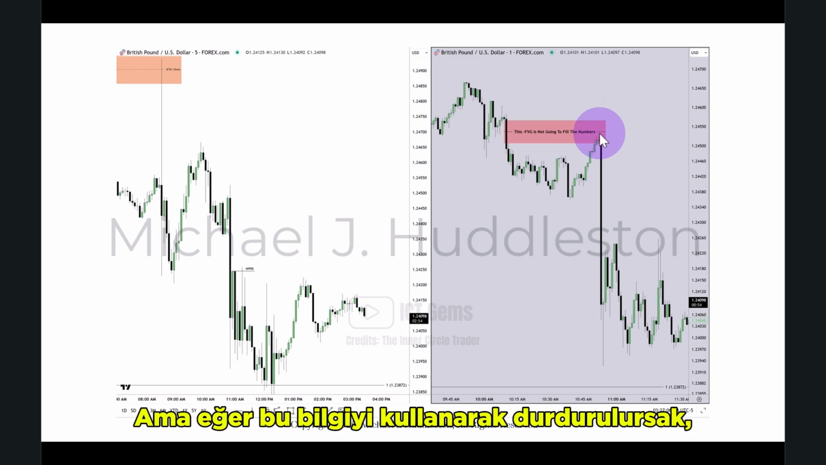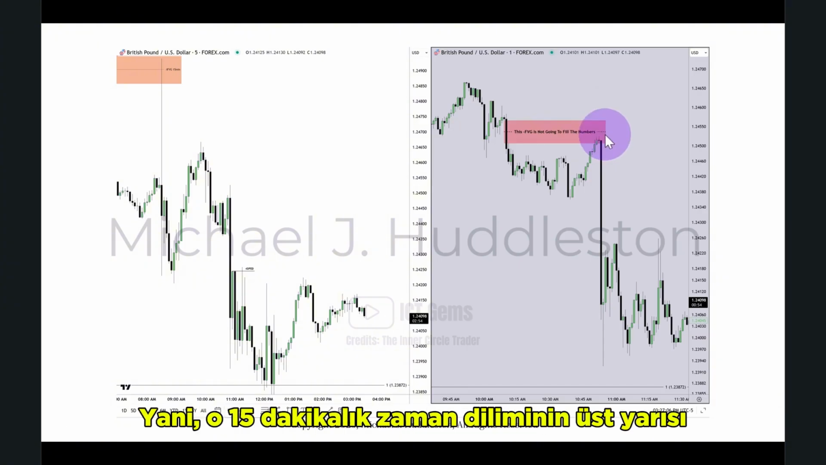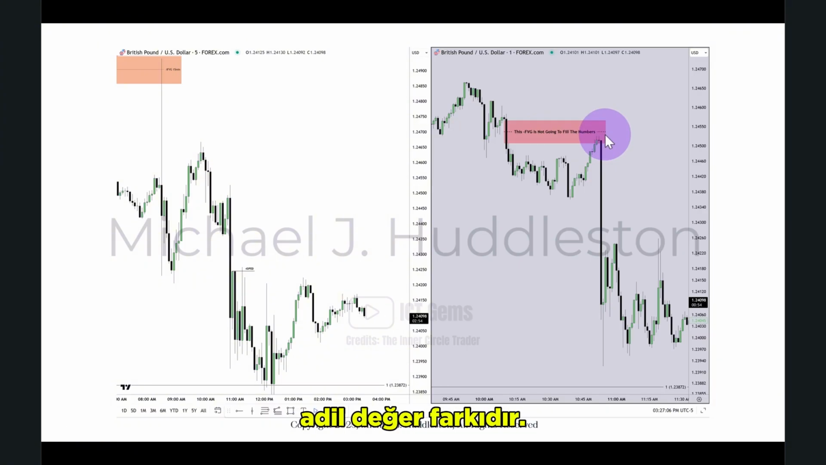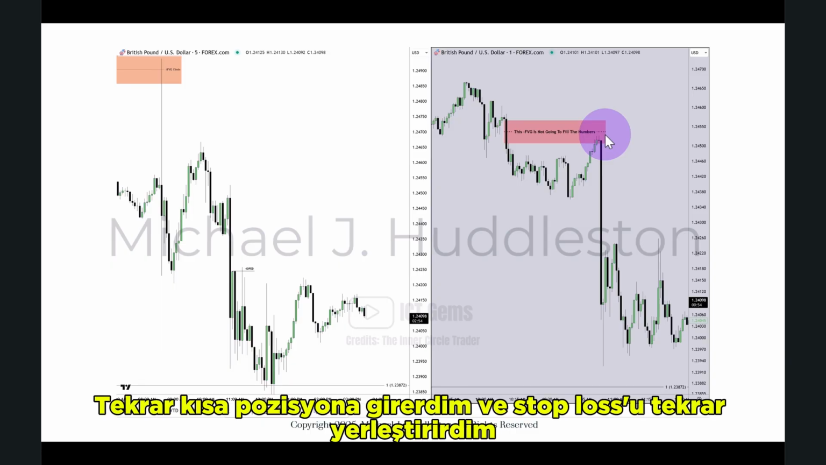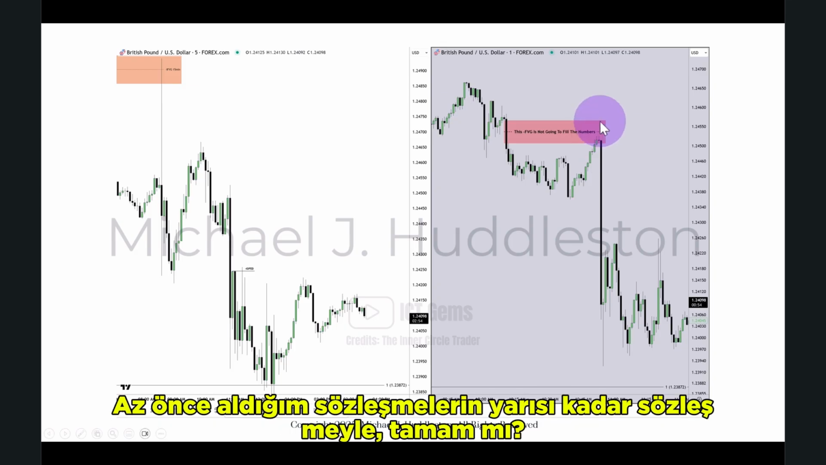But if we were to get stopped out using this information, as long as we traded back up into the lower half of this portion, it should not offer the filling of the numbers. That means the upper half of that 15-minute time frame's fair value gap. I would re-enter the short and place the stop loss again in the upper quadrant of it or just above the high, with half the number of contracts that I just took.